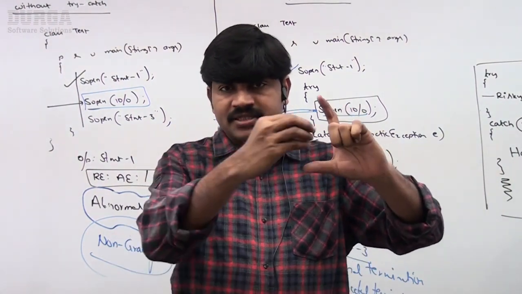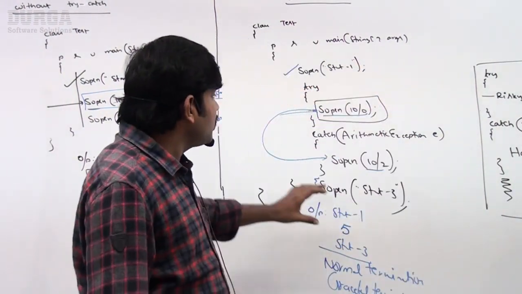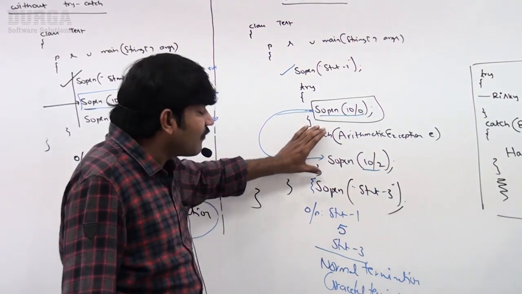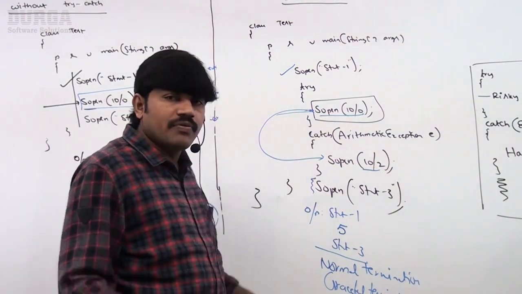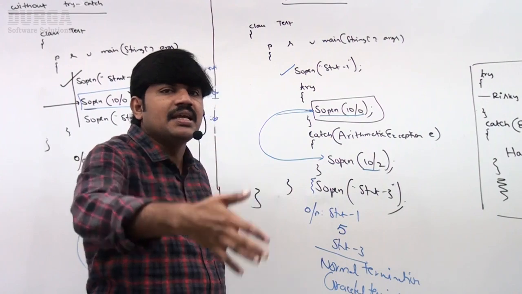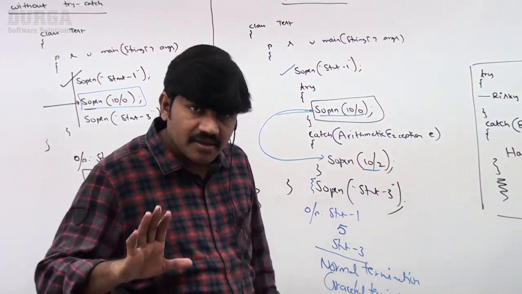Inside try, if an exception rises, immediately the catch block is going to get the chance. After completing the catch block, the remaining code will be executed normally. It is the normal termination. Clear, friends?